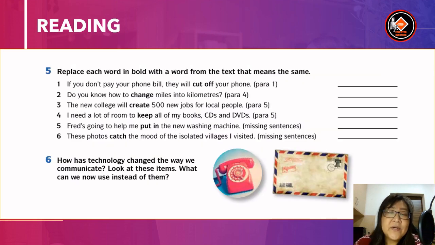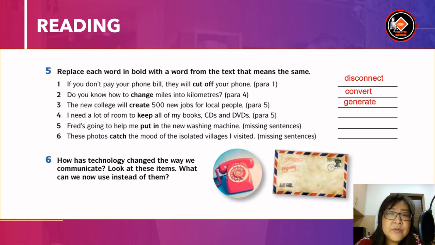Now let's look at exercise 5. Replace each word in bold with a word from the text that means the same. Number 1, if you don't pay your phone bill, they will cut off your phone. So cut off is from paragraph 1. The answer is disconnect. Number 2, do you know how to change miles into kilometers? Paragraph 4. The answer: change is convert. Number 3, the new college will create 500 new jobs for local people. Paragraph 5. So the word is generate.